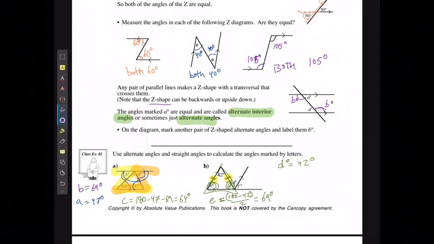And if I know that E, D, and F all on this side are going to add up to a straight line, then F is just going to be 180 minus 42, which is D, minus 69, which is E, and F is going to wind up being 69 degrees.